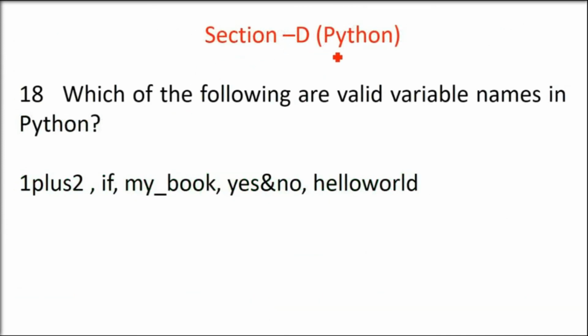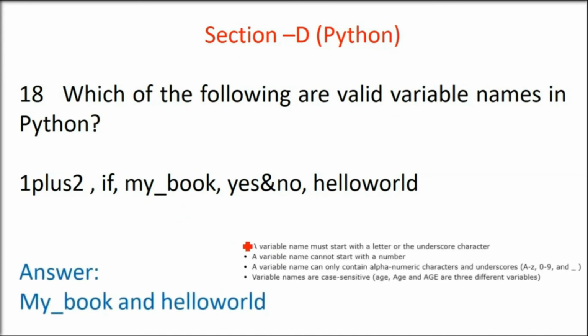Section D, Python. Which of the following are valid variable names in Python? First thing is, a variable name in Python should always start with a letter A to Z or an underscore. Only possibility is this. We cannot start with a number. So this will get rejected. As I said, a variable cannot start with a number.